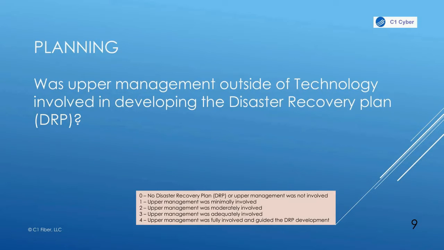Was upper management outside of technology involved in developing the disaster recovery plan? Score 0 if you do not have a disaster recovery plan or upper management was not involved. Score 1 if upper management was minimally involved in the development of the disaster recovery plan. Score 2 if upper management was moderately involved in the development of the disaster recovery plan. 3 if upper management was adequately involved in development of the disaster recovery plan. And 4 if upper management was fully involved and guided the disaster recovery plan development. Pause the video now in order to consider and record your answer before continuing.